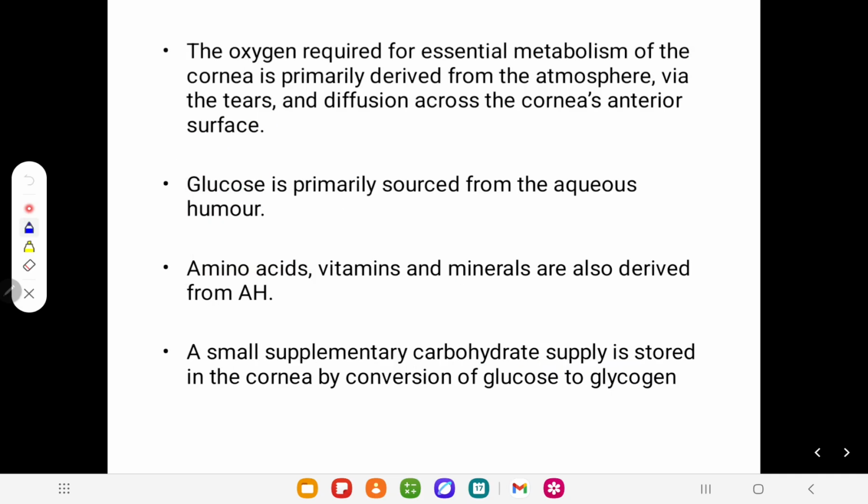Then oxygen required for essential metabolism of the cornea is primarily derived from the atmosphere. Yes, when the eye is open, oxygen dissolves in the tear, and by diffusion it goes to the anterior corneal surface, isn't it? So glucose is primarily sourced from the aqueous. It's very important. Whenever there is an MCQ on the primary source of glucose for the cornea, don't take tear. Okay, it's aqueous humor. Amino acids, vitamins, and minerals are also derived from aqueous humor. A small supplementary carbohydrate supply is stored in the cornea by conversion of glucose to glycogen.